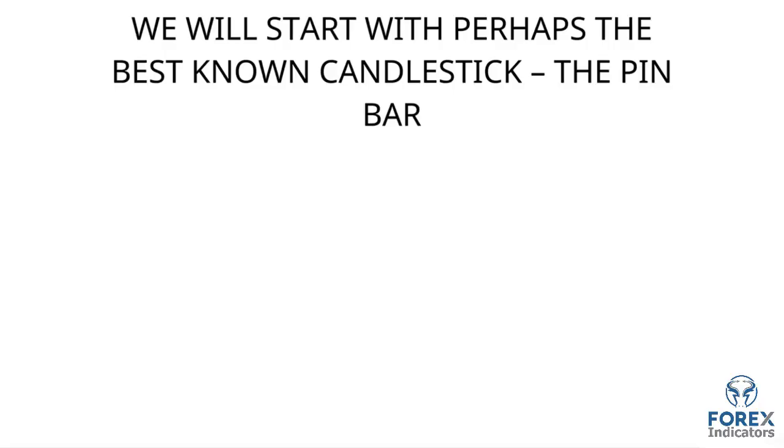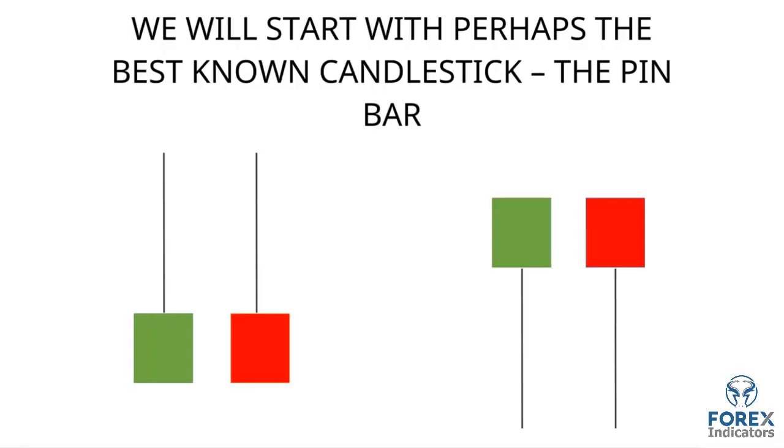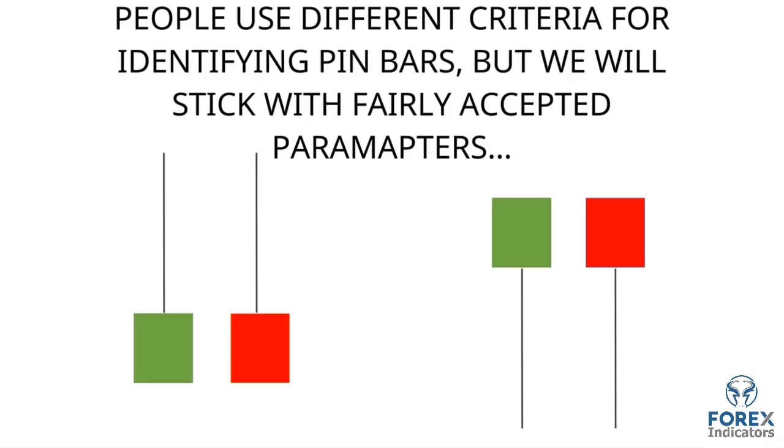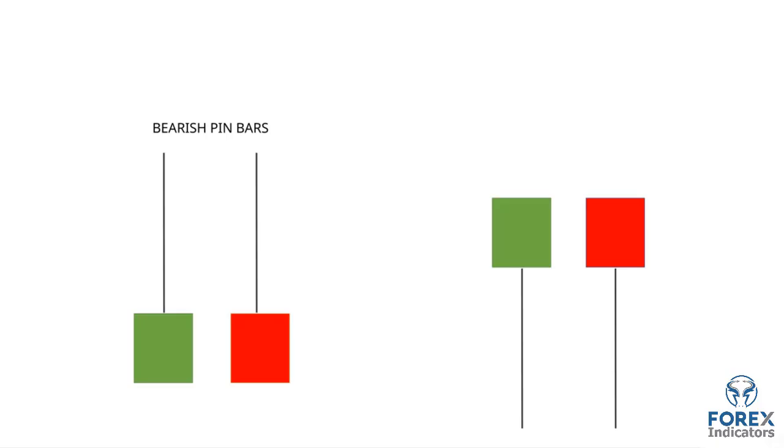We will start with perhaps the best known candlestick, the pin bar. Here we see 4 pin bars. People use different criteria for identifying pin bars, but we will stick with fairly accepted parameters. These are bearish pin bars. These are bullish pin bars.